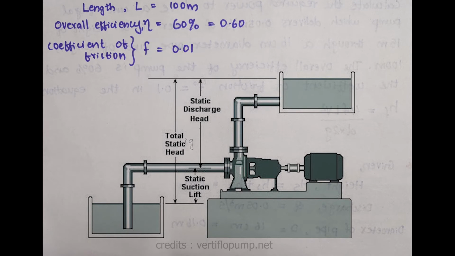So let's take a look at this figure. Here we can see the static discharge head, which is the HD of our equation of height. The equation of height H equal to HD plus HS. The HD here is the static discharge head and the static suction lift is the HS. So the total static head is the height of our centrifugal pump.